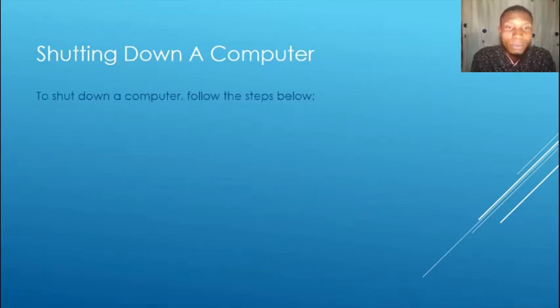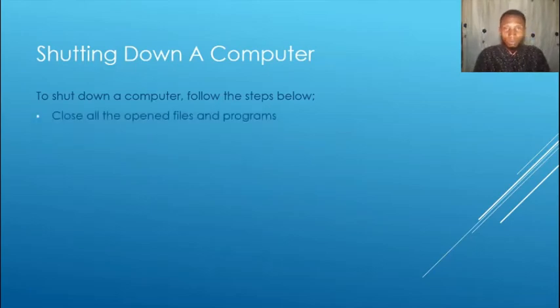To shut down the computer, follow the steps below. First, when you want to shut down the computer, that means the computer is already on. So the first thing you're going to do is to close all the open files and programs. You have a computer on, running, you have things you're doing. So before you shut down the computer, you have to close all of the programs, all of the files, everything that you have running on the computer. The ones that you have on your taskbar that you started.